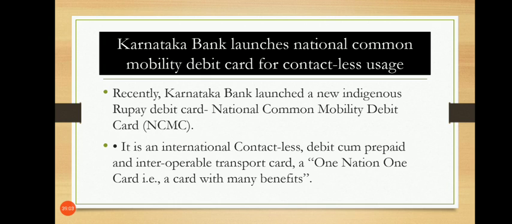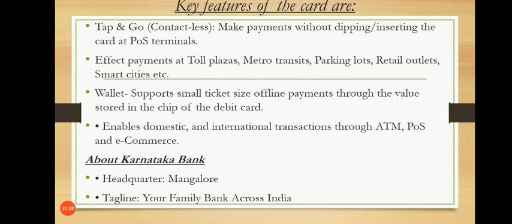कर्नाटका बैंक लॉन्चेस नेशनल कॉमन मोबिलिटी डेबिट कार्ड फॉर कॉन्टैक्टलेस यूसेज. It has launched a new indigenous RuPay debit card, National Common Mobility Debit Card. ये कॉन्टेक्टलेस डेबिट कार्ड, इसका यूज़ को प्रमोट करने के लिए कर्नाटका बैंक ने लॉन्च किया है नेशनल कॉमन मोबिलिटी डेबिट कार्ड. It is an international contactless debit cum prepaid and interoperable transport card. One nation, one card, that is a card with many benefits. What are the key features of the card?